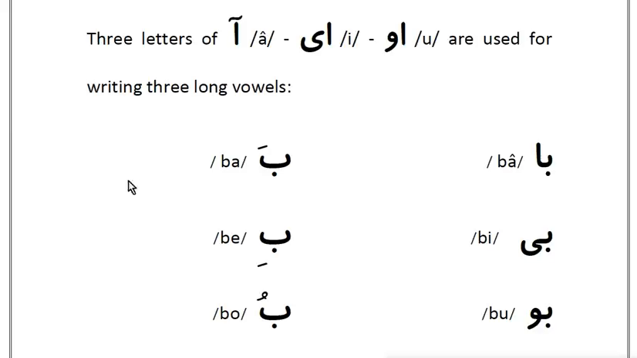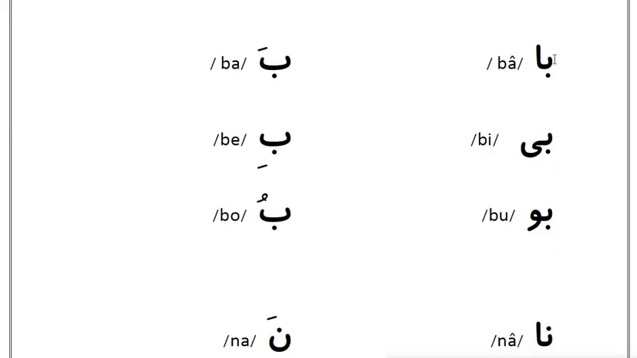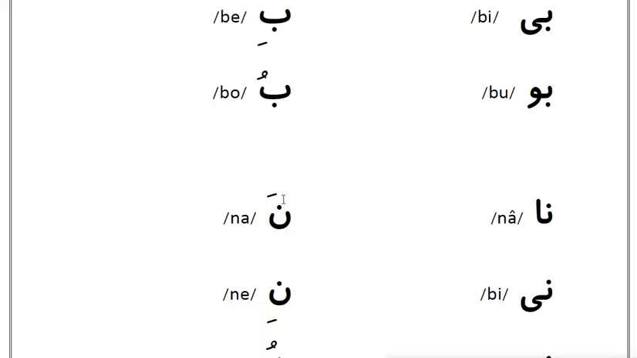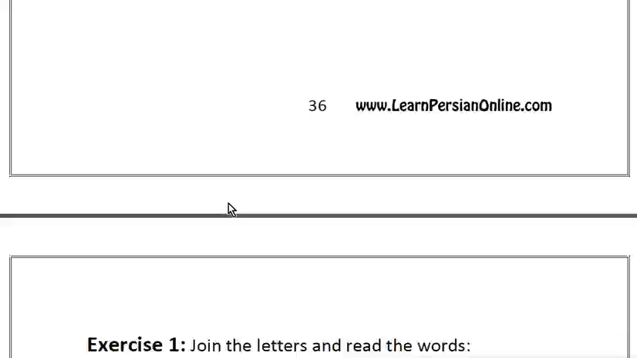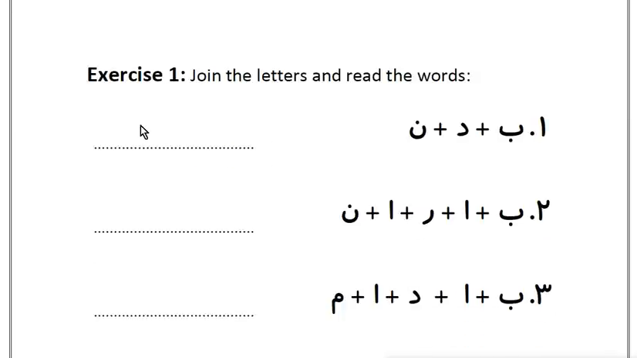All right, so let's just practice. The first one is b and a, so it is ba, long vowel a. Next one is bi. B is with a long vowel, so we write it this way. This one is bu, and this one is bo. Na, ni, nu, no. All right. For exercise, you can join these letters and try to write them.